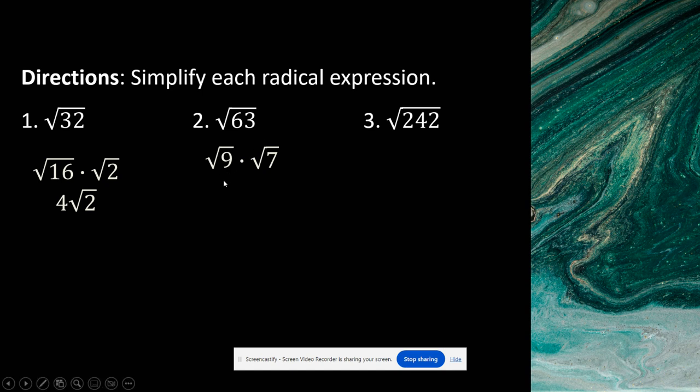Because I'm going to end up changing this, the square root of 9, 9 being a perfect square, would be 3. So 3 root 7. On to number 3.